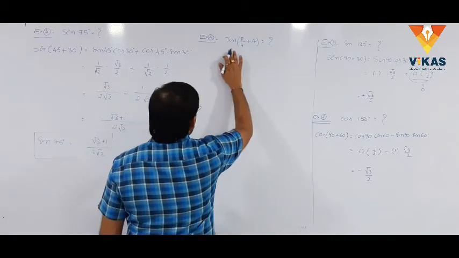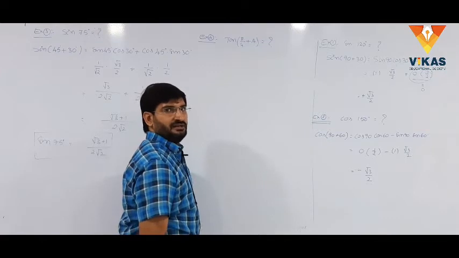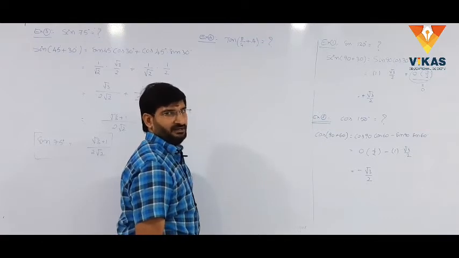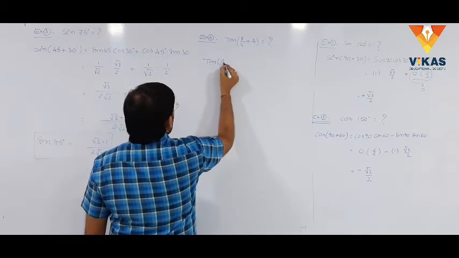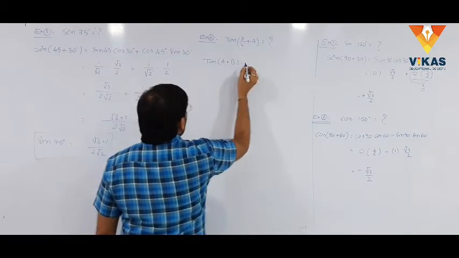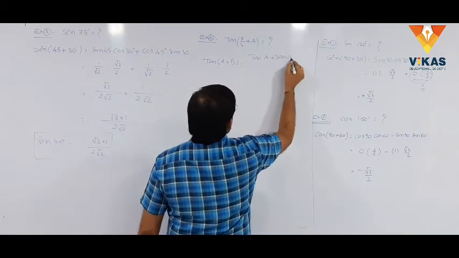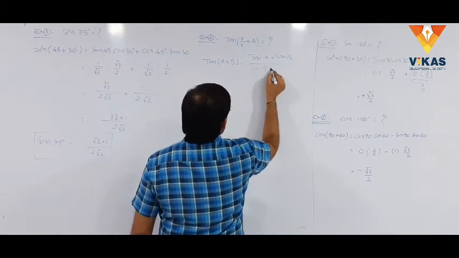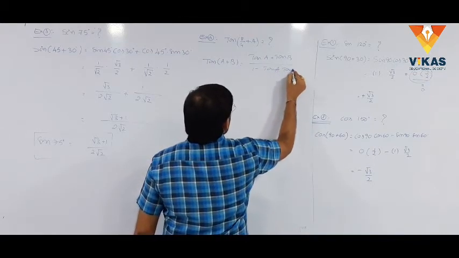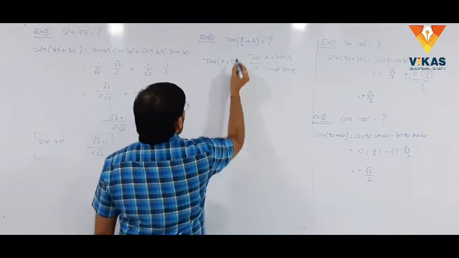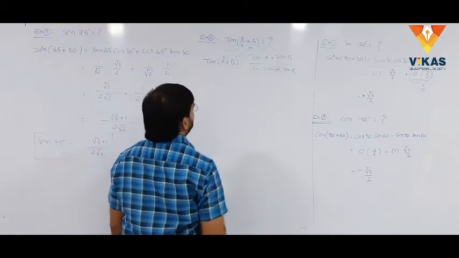Here we observe clearly, this problem is interlinked to the formula for tan a plus b. What is the formula for tan a plus b? Tan a plus b equals tan a plus tan b by 1 minus tan a tan b. Here, what is the value of a? That is pi by 4. What is the value of b? That is a.